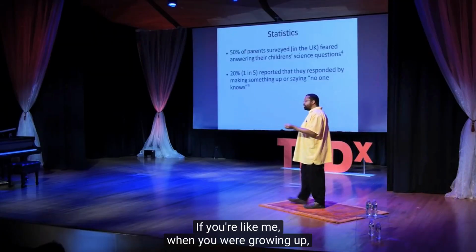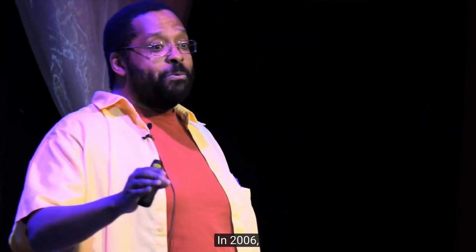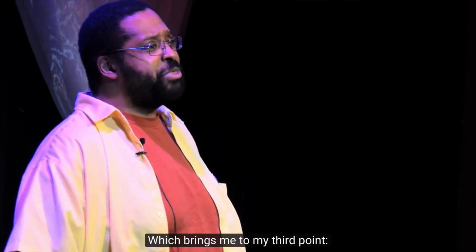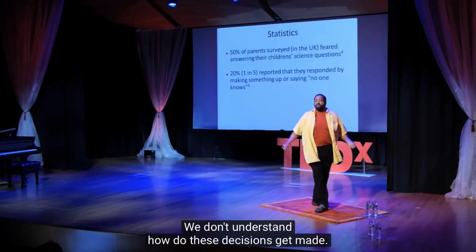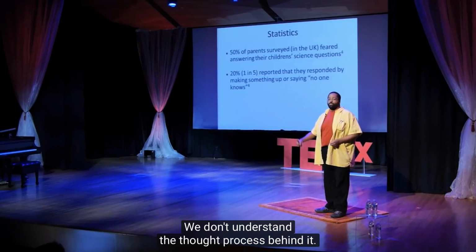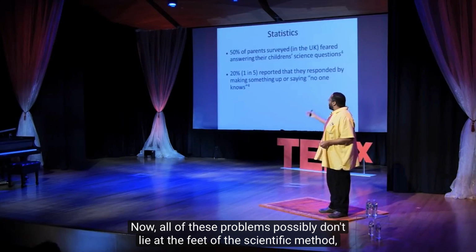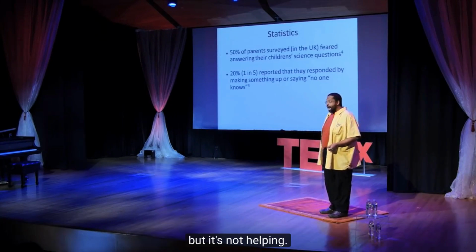If you're like me, when you were growing up, there were 9 planets in the solar system. In 2006, one of these things was eliminated. Which brings me to my third point. Why? We don't understand how these decisions get made. We don't understand the thought process behind it. Now, all of these problems possibly don't lie at the feet of the scientific method, but it's not helping.